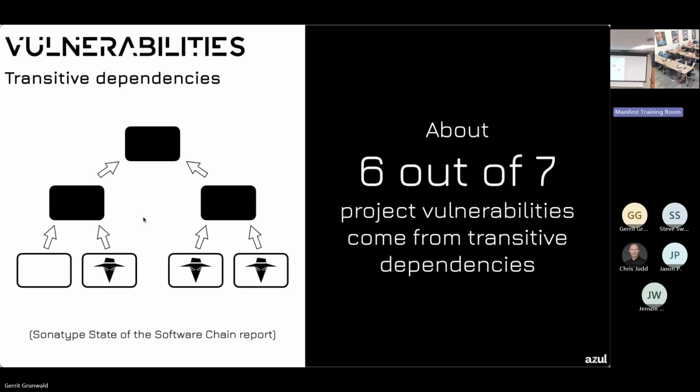Other stuff is project vulnerabilities, 6 out of 7, and this is also from the Sonatype report: transitive dependencies. So you have some dependencies, you drag them in, oh, they are secure, but they drag in other stuff that you don't know about, and that might be vulnerable. As you see, 6 out of 7 vulnerabilities are related to transitive dependencies. So this is really critical.